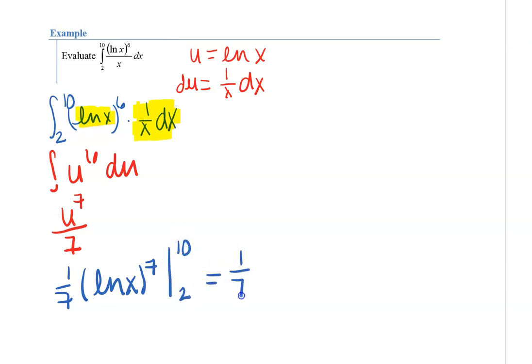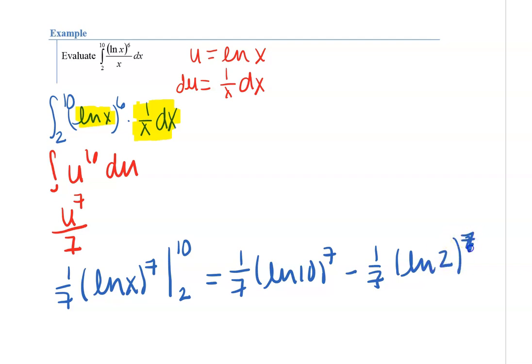So now evaluate 1 over 7 ln of 10 to the 7th minus 1 over 7 ln of 2 to the 7th. Again, we want to use our calculator to help us in inputting all this, and this will give us approximately 49.01. And so again, use substitution, we're just putting it with our definite integrals and then working from there.